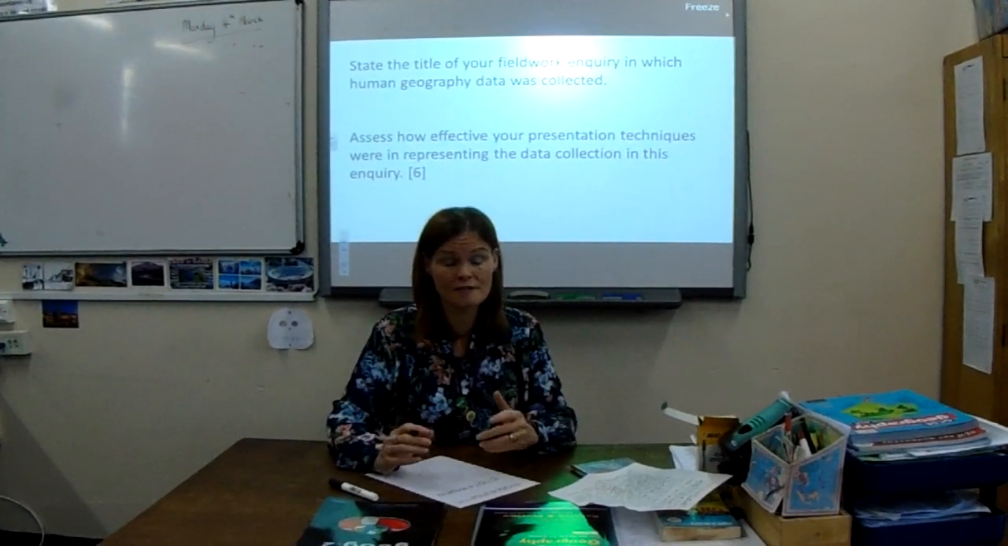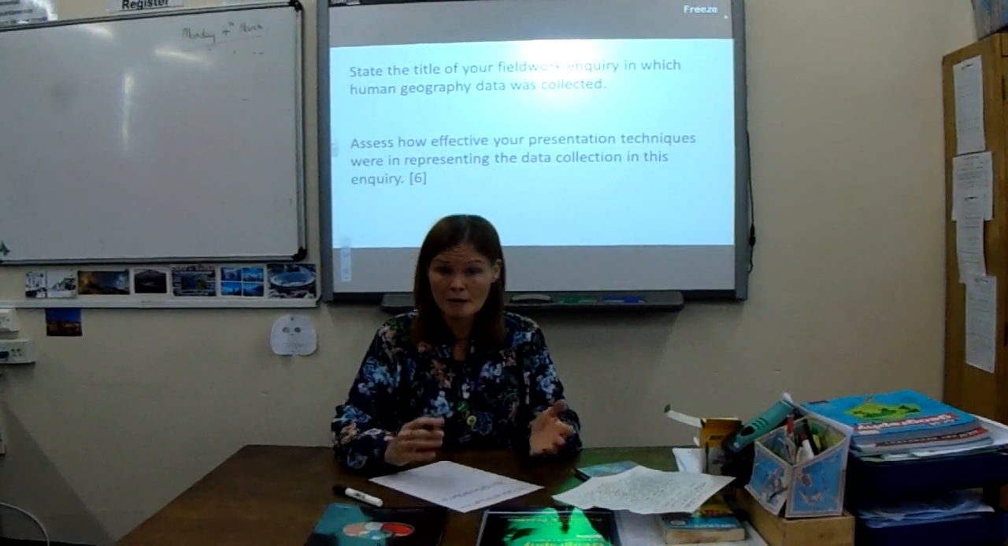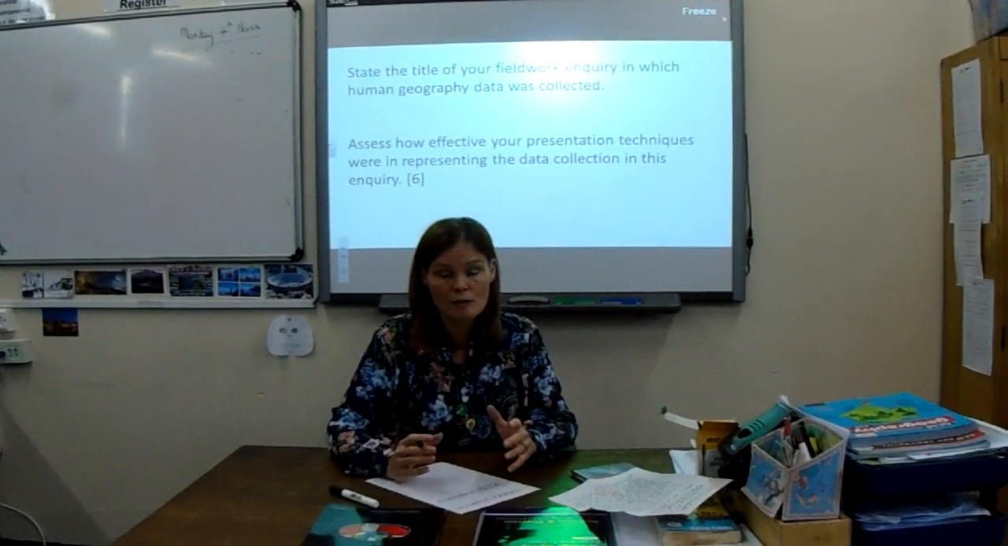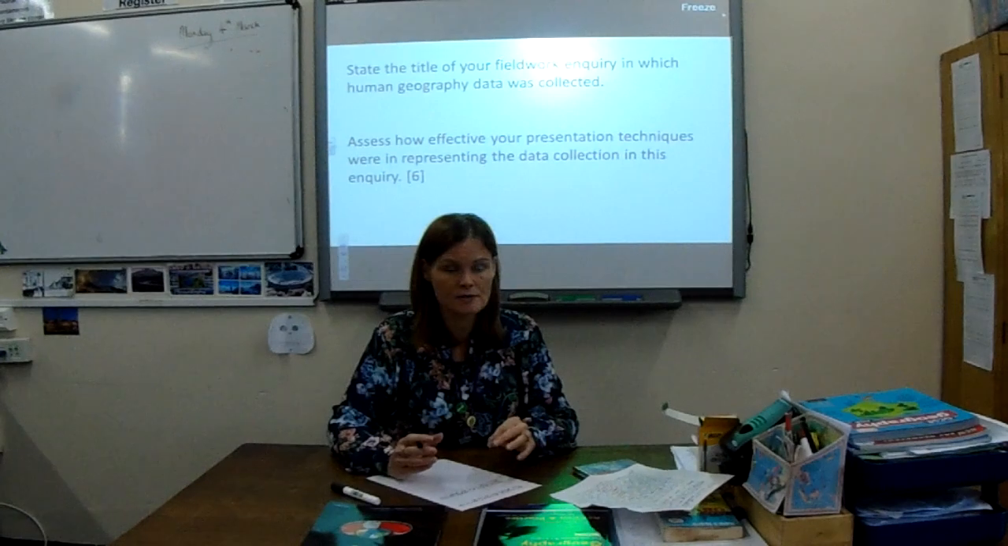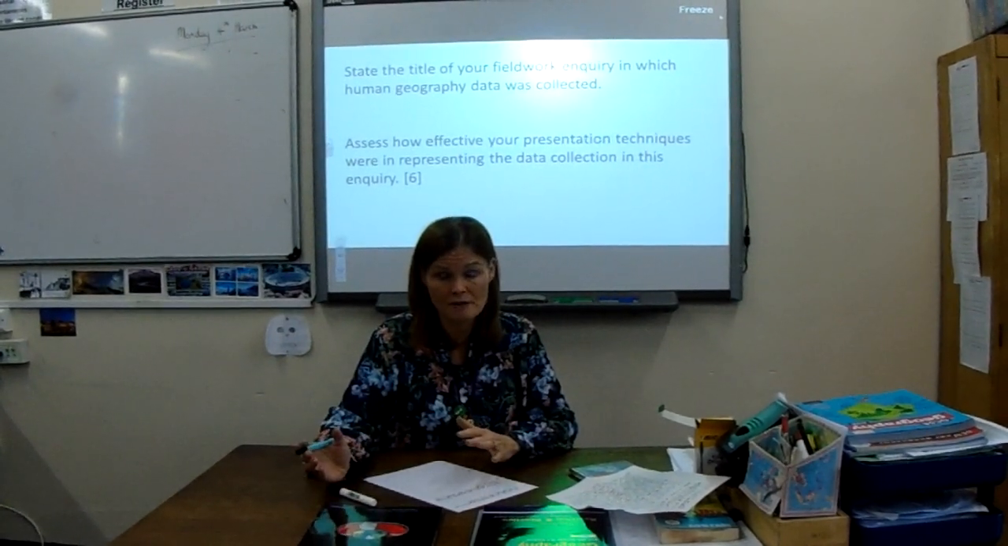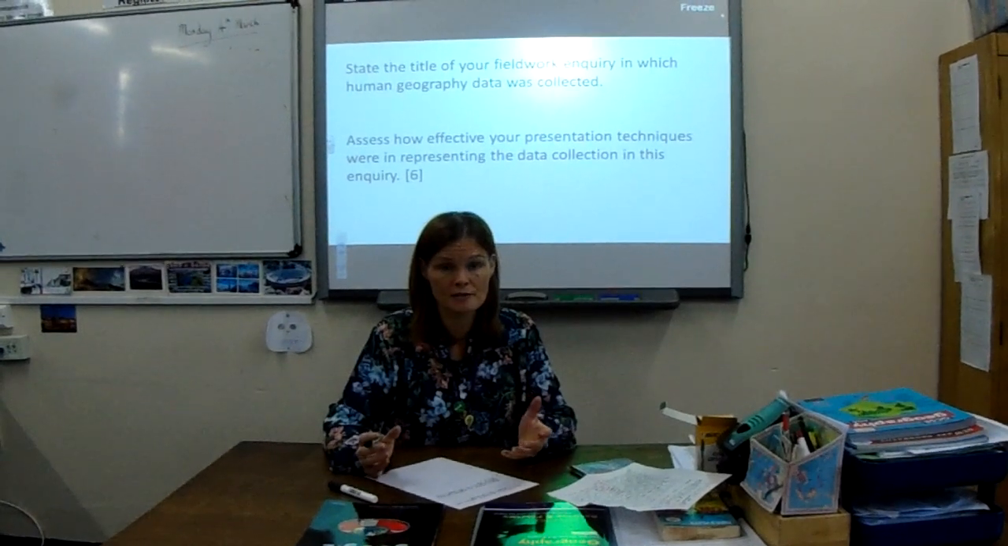What did we actually want to find out when we were in Birmingham or when we were at Cardinal Valley? What did we actually do when we were there? So what methods did we use? For example, a traffic count or measuring the width and depth of the river. So what methods did we actually use?